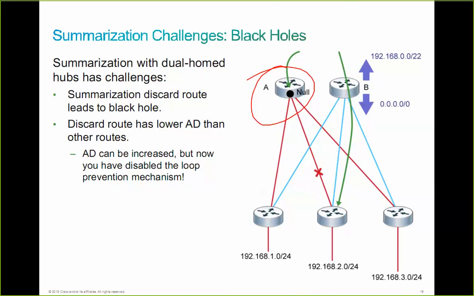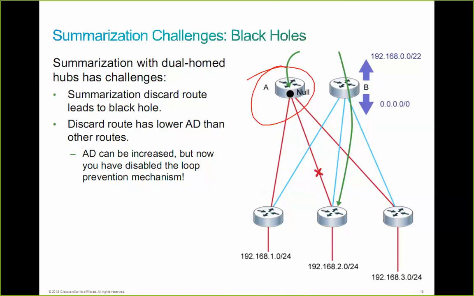That's where this idea of a black hole occurs. Even though technically I should know that the /24 no longer exists, because I'm sending the /22 up to the core, the connection to the core didn't fail. The summary is a static summary, the null 0 route's still going to exist. That makes sense? All right? Because the summary is still being advertised.